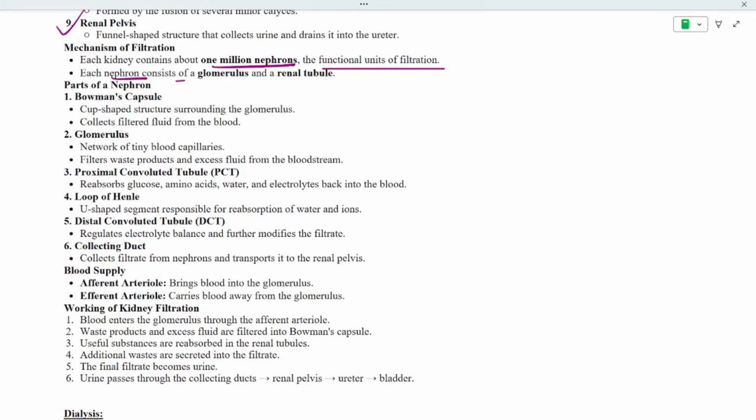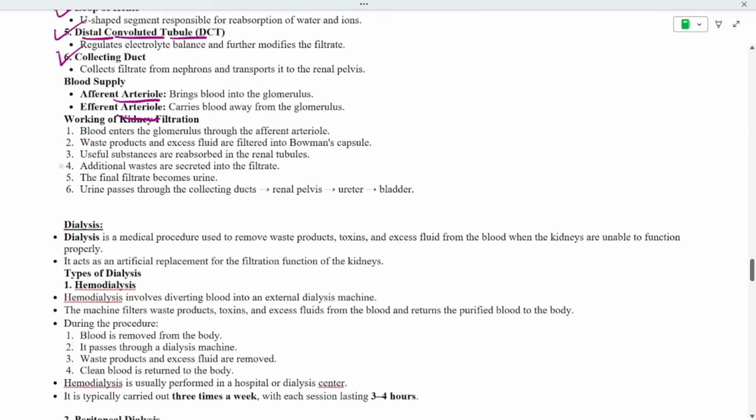One nephron contains a glomerulus and a renal tubule. The parts of a nephron are Bowman's capsule, glomerulus, proximal convoluted tubule, loop of Henle, distal convoluted tubule, and collecting duct. Next, you can see the blood supply: afferent and efferent arterioles will be there.